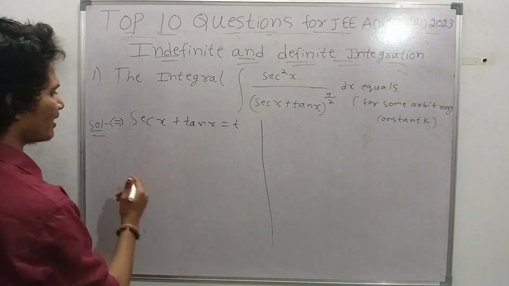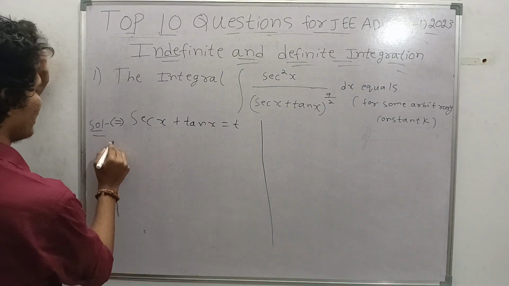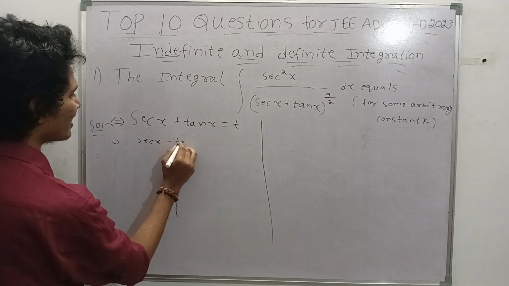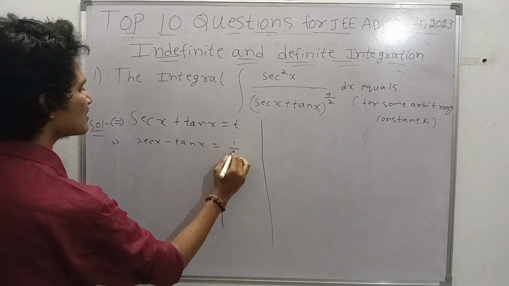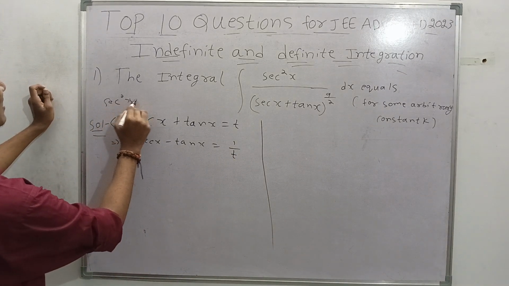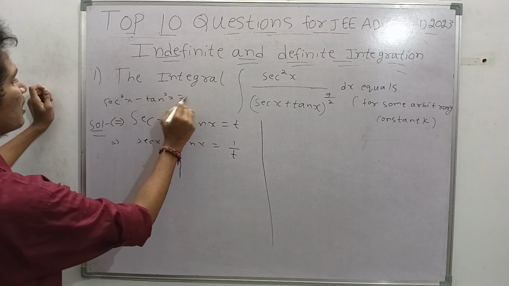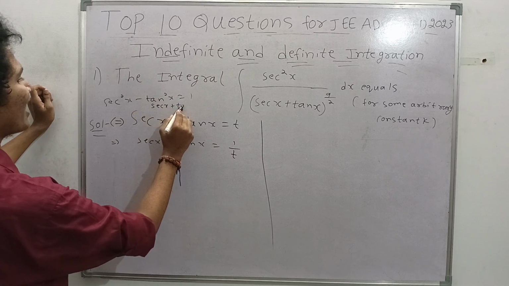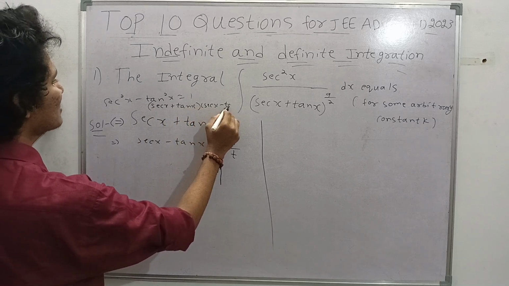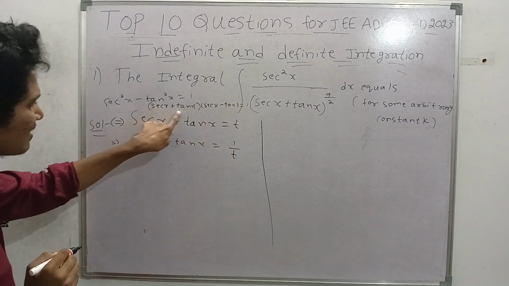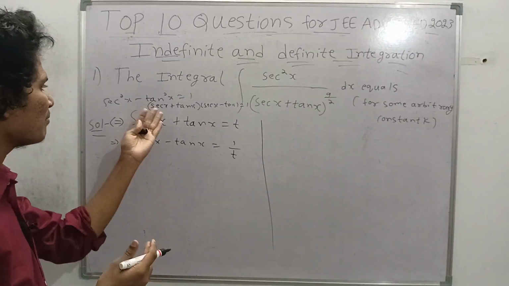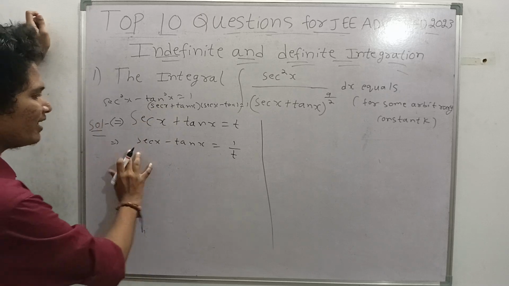After assuming like this, if secant x plus tan x equals t, what about secant x minus tan x? It is 1 by t, simply the reciprocal, because we know one relation, that is secant square x minus tan square x equal to 1. So (secant x plus tan x) into (secant x minus tan x) equals 1. Secant x plus tan x equals t, so secant x minus tan x is the reciprocal of secant x plus tan x, so it is 1 by t.